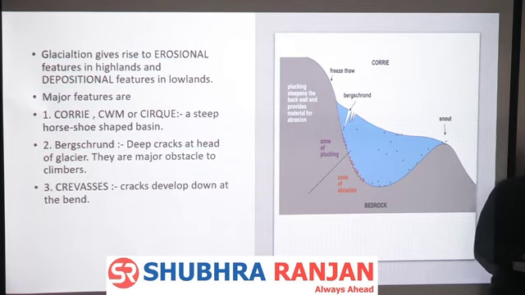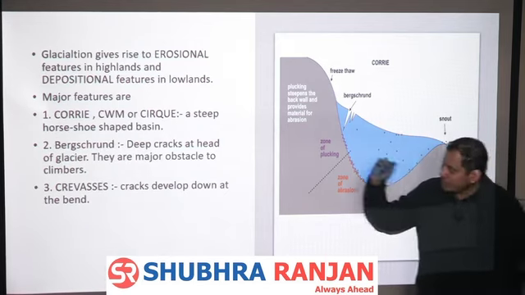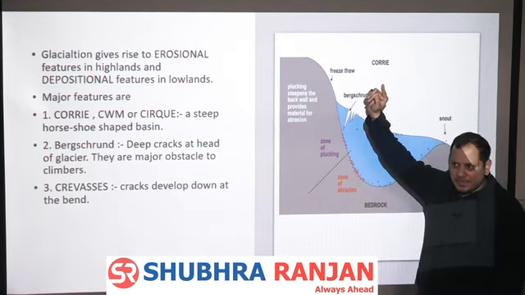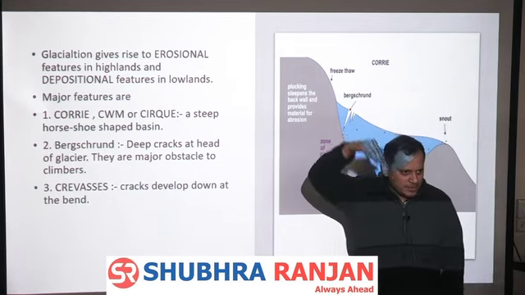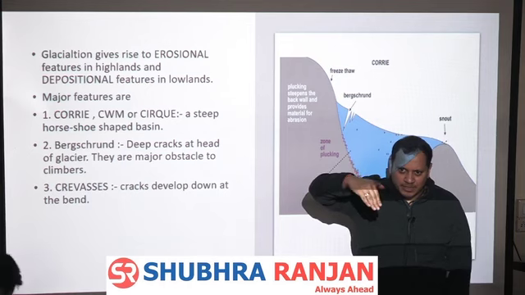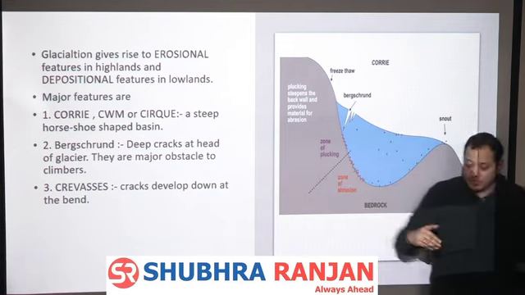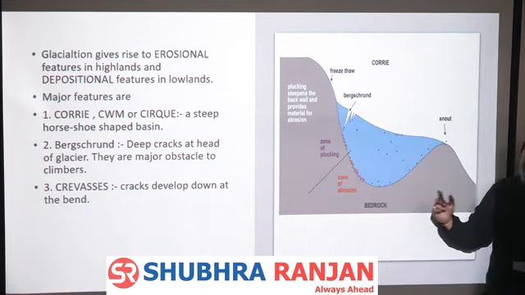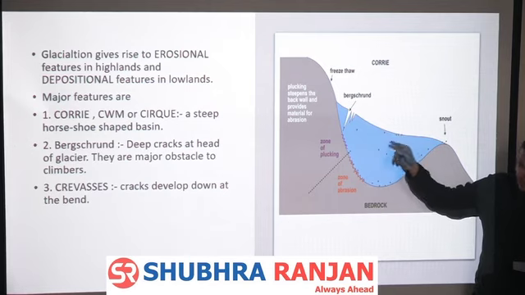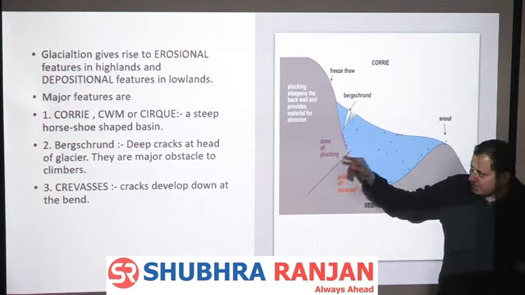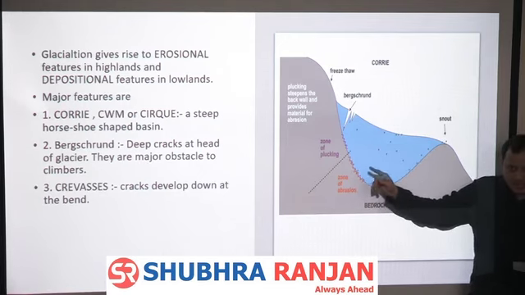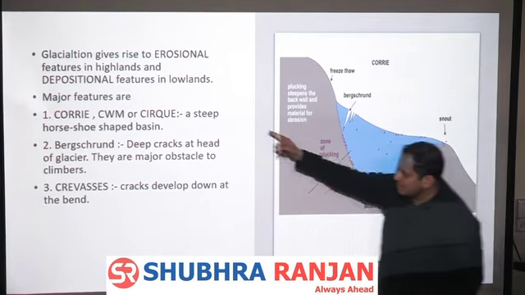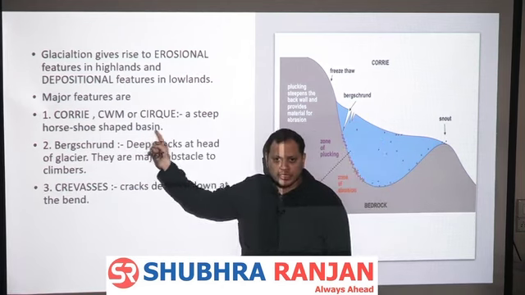See, glaciation gives rise to erosional landforms in the highlands. Highlands मतलब जहाँ पे mountains है, because the river के जैसे glacier का speed is also greater, and जहाँ speed ज़्यादा है, what is the main work? Erosion or deposition? Erosion. Fine. And the depositional landforms in the glaciers. Major fissures, that is the erosional landforms, are Kori, Cwm or Cirque. एक ही है ये तीनों. What it is? It is a steep horseshoe shaped basin.